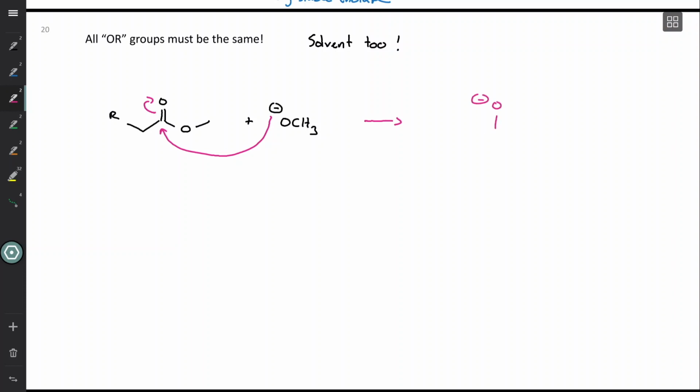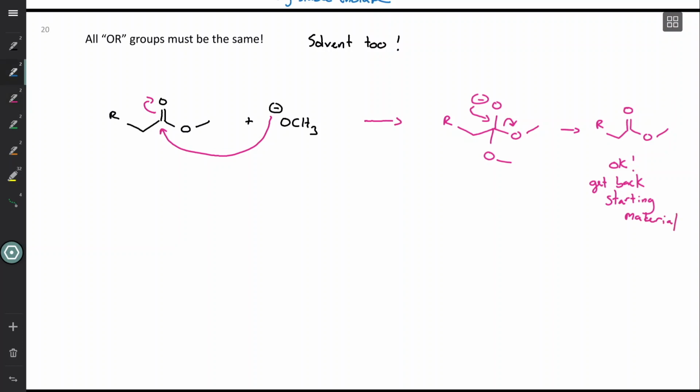this tetrahedral intermediate, and it's true that when this comes back down, it could kick off one of the leaving groups, but if your ORs are the same, that's okay because you just get back your starting material. So it's very important to keep the OR groups the same.